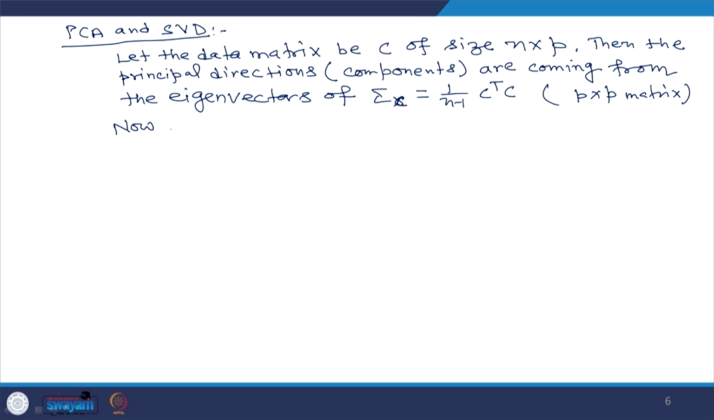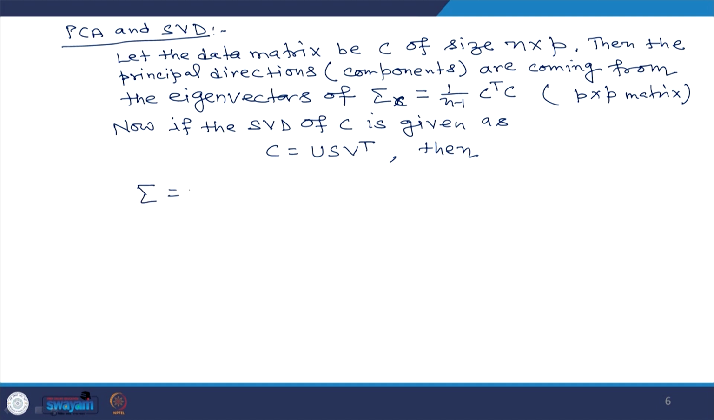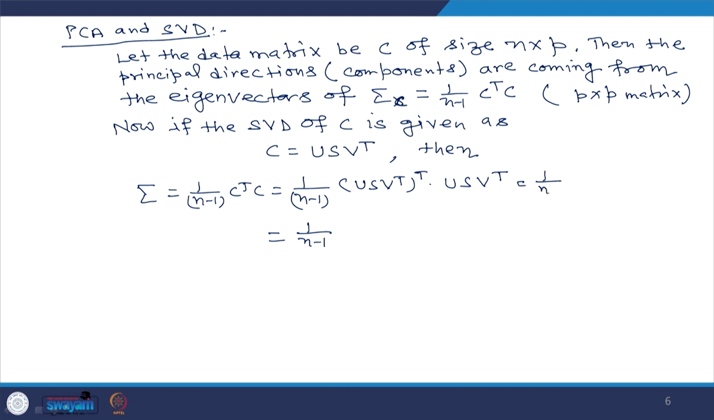Now, if the SVD of C is given as C equals to U S V transpose, then the covariance matrix is 1 upon n minus 1 C transpose into C. So, 1 upon n minus 1 and then C transpose is (U S V transpose) transpose into U S V transpose, and this comes out to be 1 upon n minus 1 V S U T into U S V T. So, V S square and V T.